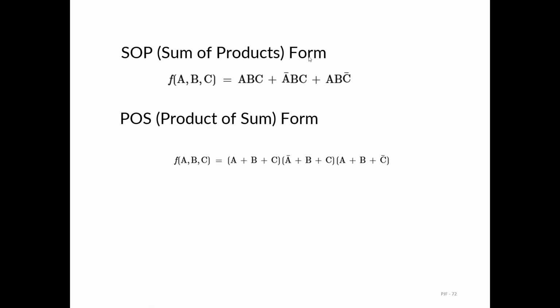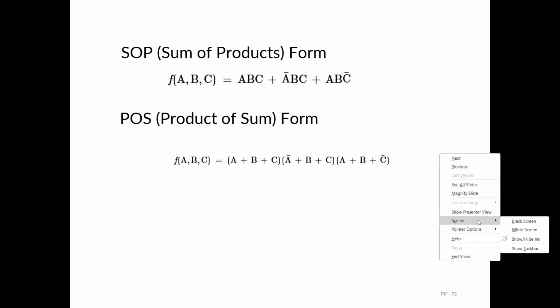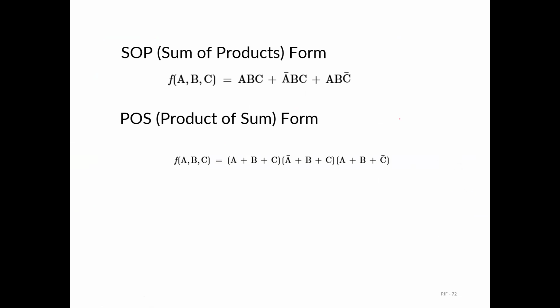SOP, sum of products form, you can see in that. In Boolean algebra, we have two different types of representation. You can represent the Boolean expression in two different forms. One is SOP form, another is POS. SOP is sum of products.